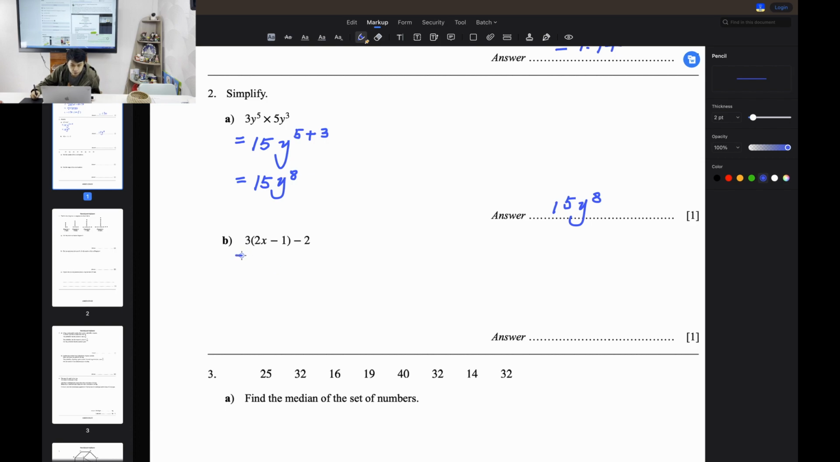For part B, first we have to expand. Open up the bracket, distribute the 3 into 2x and minus 1. So we have 3 times 2x is 6x, minus 3, minus 2, which equals 6x minus 5. This is your answer, 1 mark.